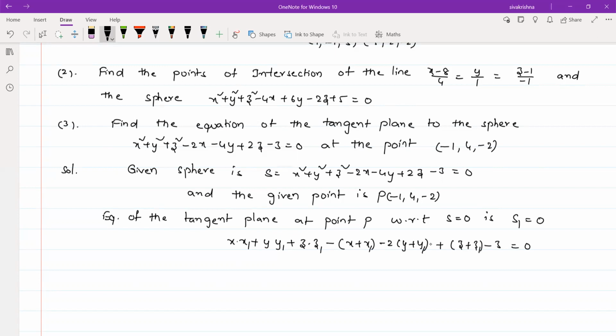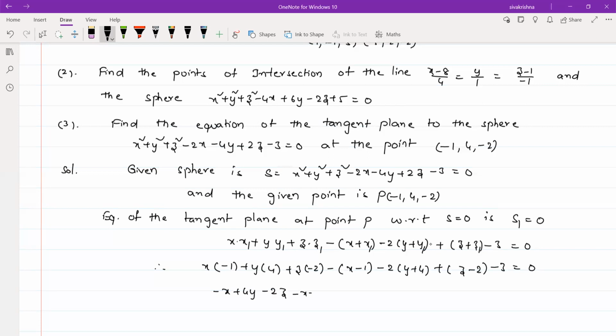So after writing S1 is equal to 0, now we have to substitute the given point P in place of x1, y1, z1. Okay, so therefore x into x1 is nothing but minus 1, plus y into y1 is nothing but 4, plus z into z1 is nothing but minus 2, minus of x plus x1. x1 is minus 1, so we have to write x minus 1, minus 2 into y plus y1 is 4, plus z plus z1 is minus 2, and minus 3 is equal to 0. So finally we get minus x plus 4y minus 2z, minus x plus 1, minus 2y minus 8, plus z minus 2 minus 3 is equal to 0.